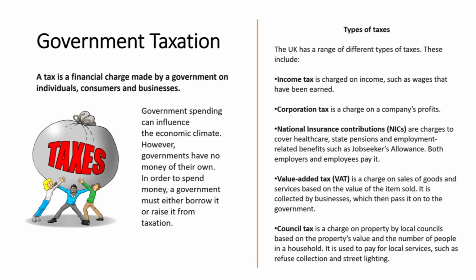Then there's value-added tax, also known as VAT, which I'm sure you are familiar with. This is a charge on sales of goods and services based on the value of the item sold. It is collected by businesses, which then pass it on to the government, and this value is normally 20% of the cost of the product or service. Council tax is a charge on property by local councils based on the property's value and the number of people in a household. It is used to pay for local services such as refuse collection and street lighting.